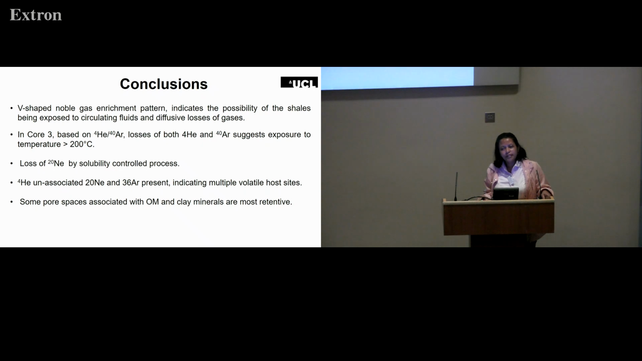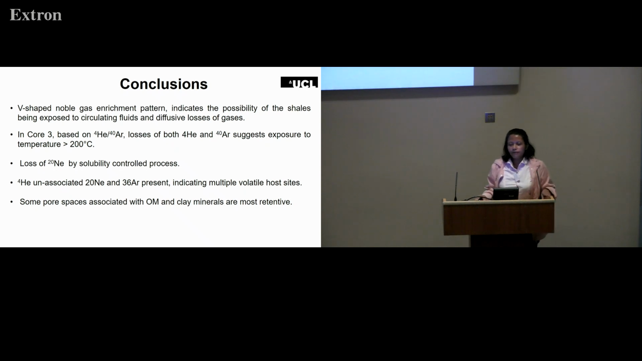So there might be some volatile sites, by which I mean pore spaces that are more retentive as compared to the other, although they are as well associated with clay and or organic matter. And so, yes, some pore spaces are definitely more retentive than the others.